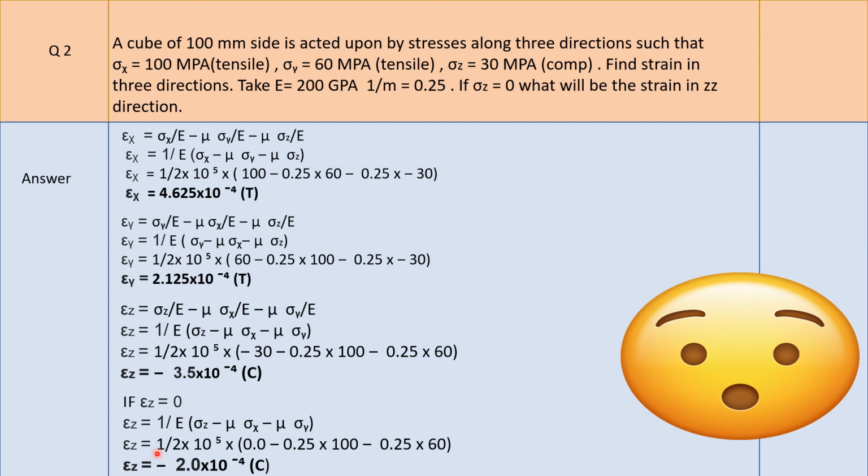1 divided by 2 exponential 5 into bracket open 0 minus 0.25 into 100 minus 0.25 into 60 bracket close is equal to. You will get the answer epsilon z is equal to 2 into 10 raised to minus 4, and again this is also minus, so this strain is also compressive, 2 into 10 raised to minus 4 and compressive. This is the answer.